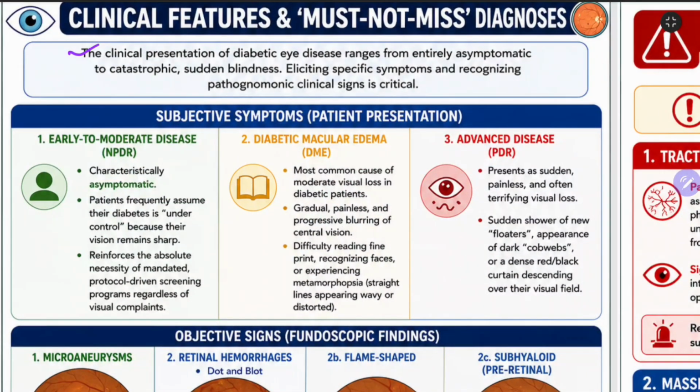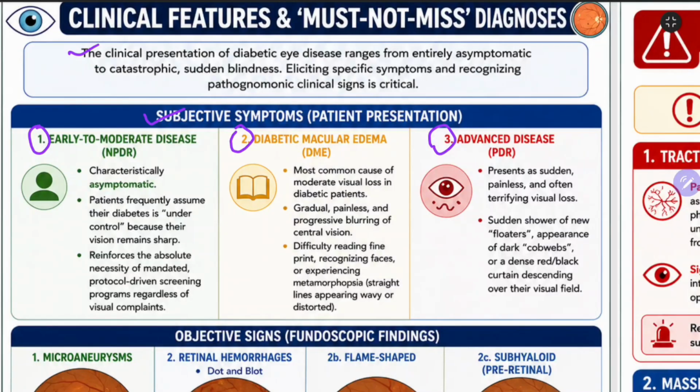The clinical presentation of diabetic eye disease ranges from entirely asymptomatic to catastrophic sudden blindness. Eliciting specific symptoms and recognizing pathognomonic clinical signs is important. We can divide subjective symptoms or patient presentation into three types. One, the patient may have early, meaning mild to moderate NPDR. Second, the patient may present with diabetic macular edema. Third, the patient will have severe NPDR or advanced disease, nothing but PDR.